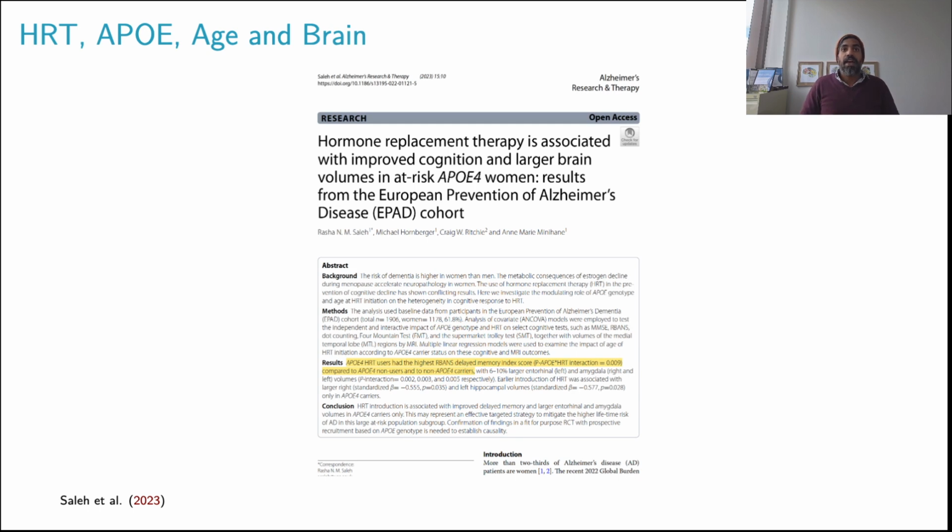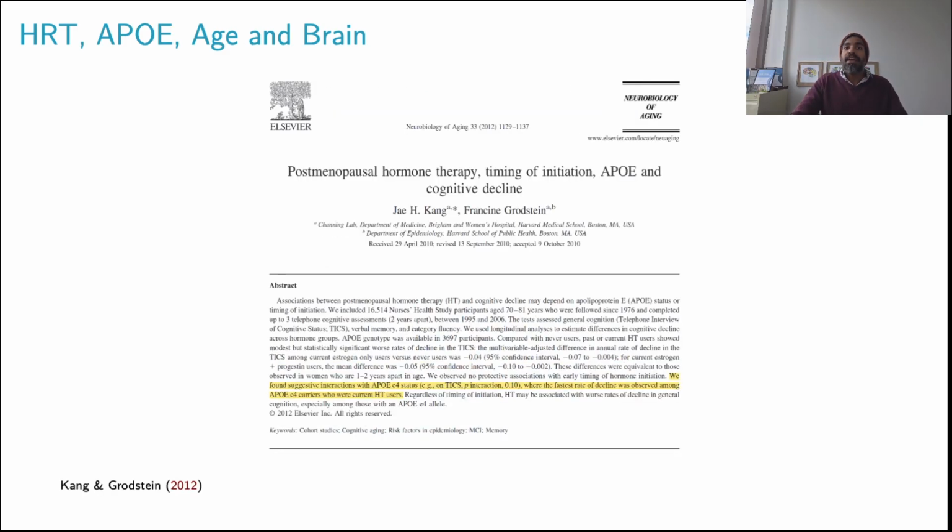Then another paper looked at the same effect, and they found that ApoE hormone replacement therapy users had the highest delayed memory index score, and the p-value is 0.009 here for their interaction. So the interaction between ApoE and hormone replacement therapy was significant. Remembering that I couldn't find a statistically significant interaction for the cognitive measures I looked at. And here's another study that said we found suggestive interactions with ApoE status where the fastest rate of decline was observed among ApoE E4 carriers who were current hormone replacement therapy users. And this again is published in Neurobiology of Aging, a leading journal. Very, very difficult to publish research in these journals.